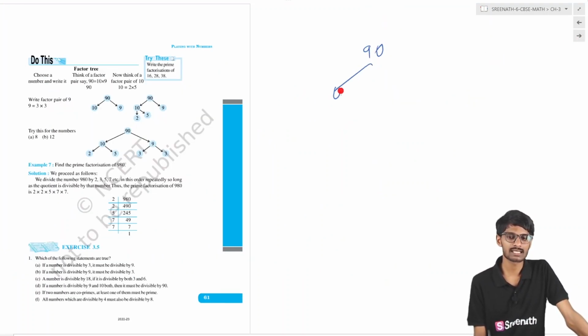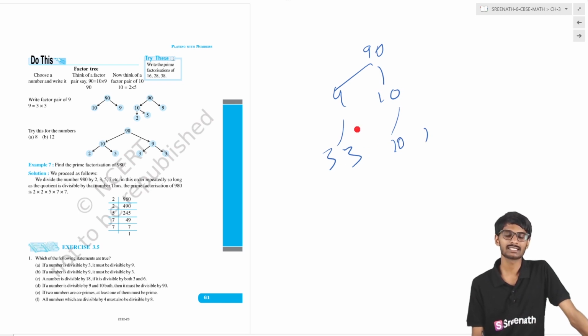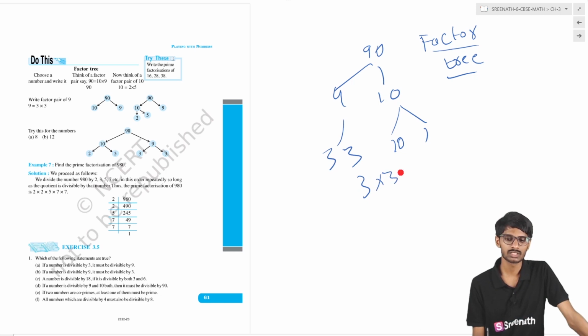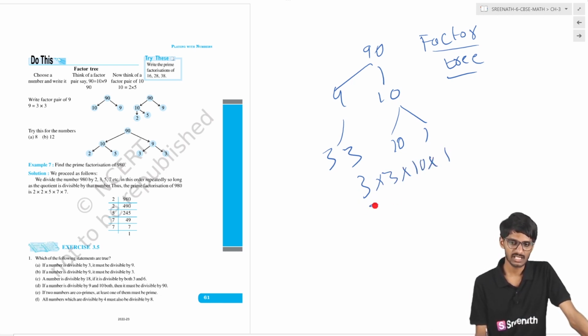Suppose 90 can be written as 9 into 10, and again 9 can be written as 3 into 3, and 10 can be written as 10 into 1, students. This is the tree diagram, which we call the factor tree. For 90, these are the factors. For 9, these are the factors. Finally, 3 into 3 into 10 into 1 are the factors of 90. Here 3 is a prime factor, but 10 is not a prime factor, students.